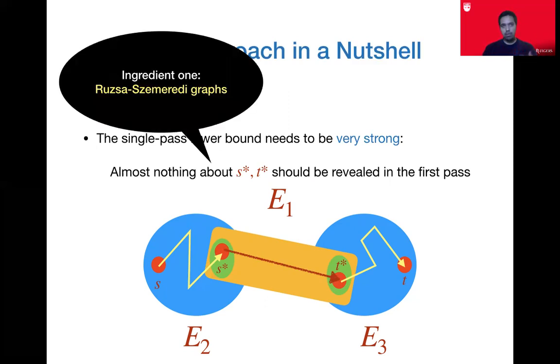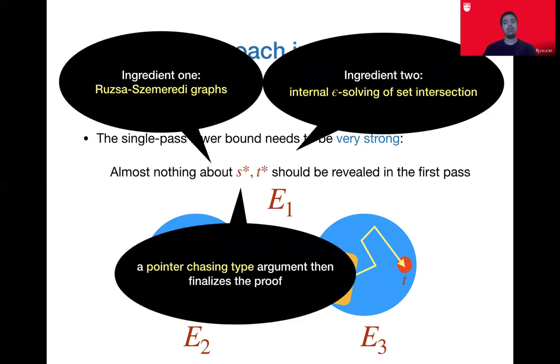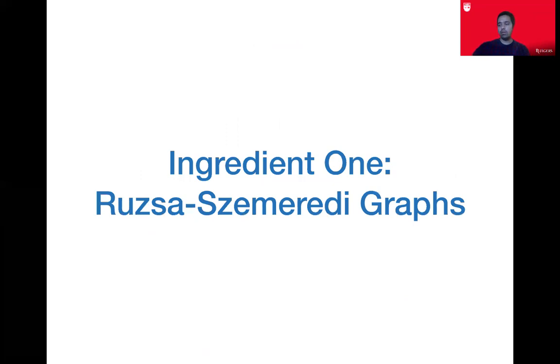And to prove that, we need 2 ingredients. One is how to use this Ruzsa-Szemeredi graph. And the other one is this notion of epsilon solving a set intersection problem that I will tell you about. And once we have these things, then we can follow some sort of a standard argument based on pointer chasing in communication complexity and solve the problem. So now in the rest of the talk, let me tell you a little bit more about these ingredients, starting with RS graphs.